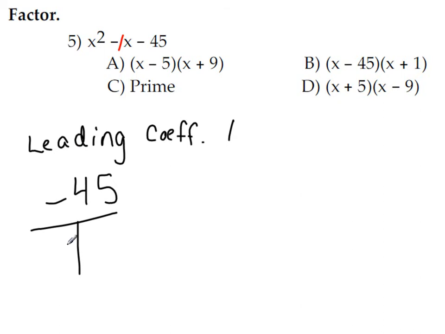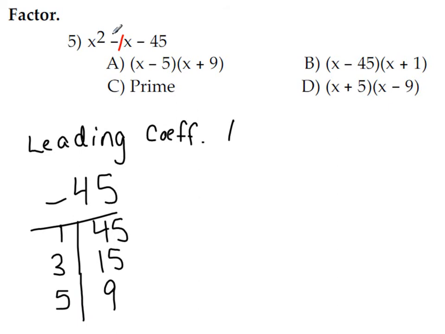Now, 45. We got 1 and 45. Well, 2 can't go in there. I think 3 can. 3 can go into there 15 times. 4 is not. 5 and 9. 6, no. 7, no. 8. I think we're pretty much it. So that's where we stand, and it's not too pretty.